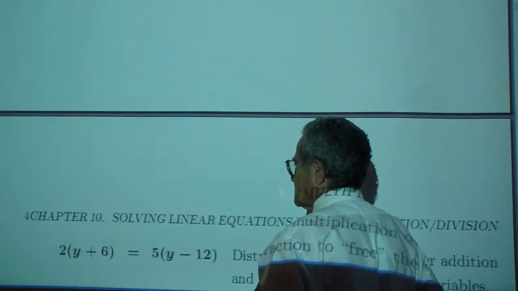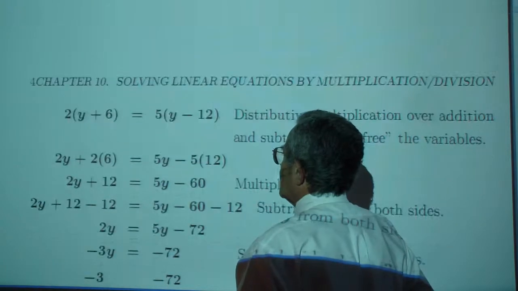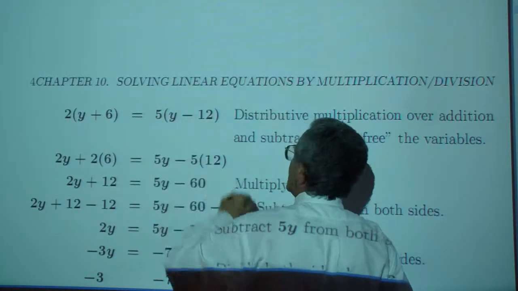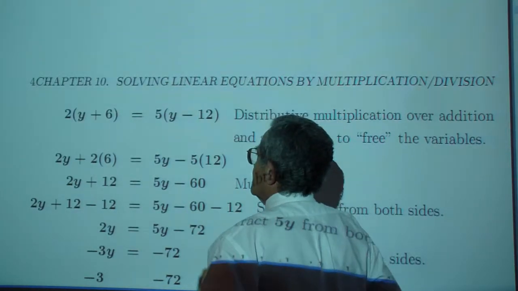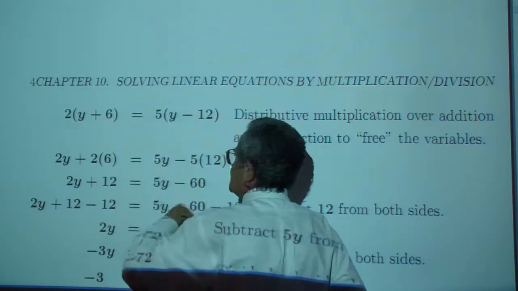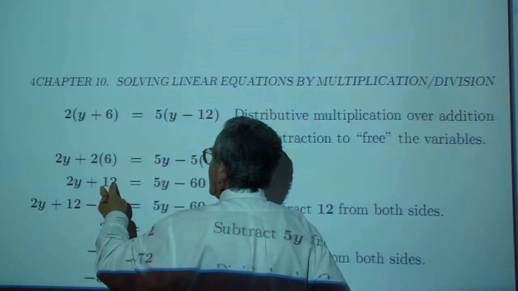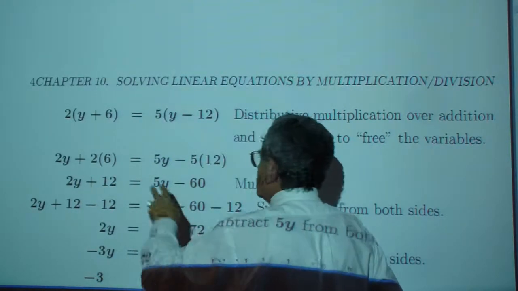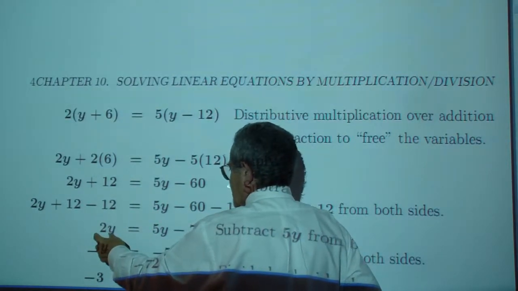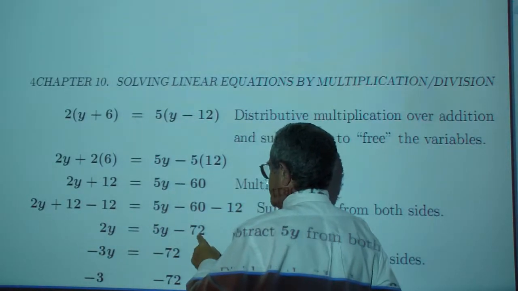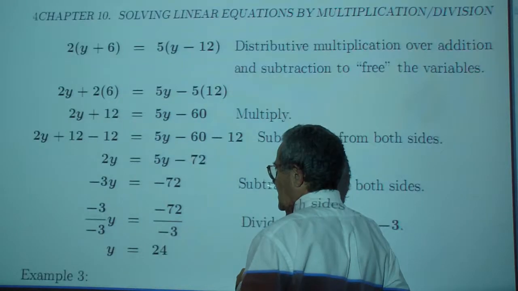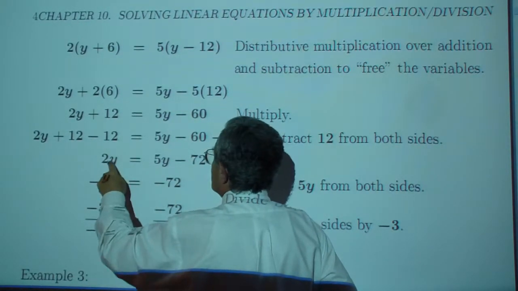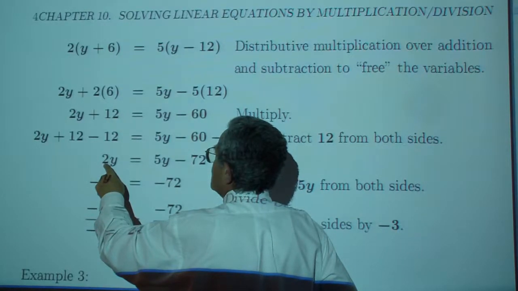And then, how about solving 2 times (y + 6) = 5 times (y - 12)? Well, distribute. You get 2y + 12 = 5y - 60. Subtract 12 from both sides, you're left with 2y = -72 + 5y. Subtract 5y from both sides, that leaves you with 2y.